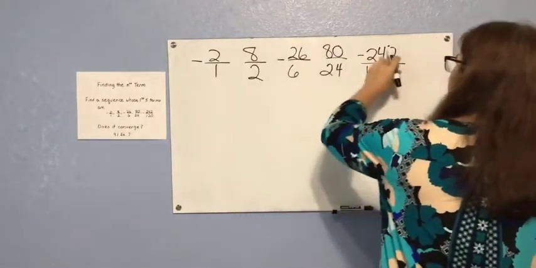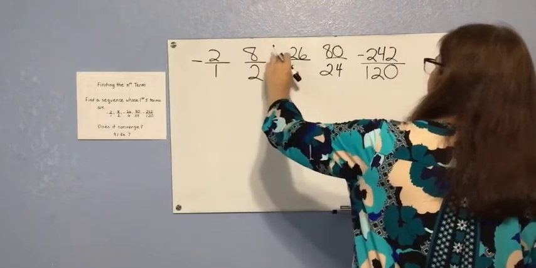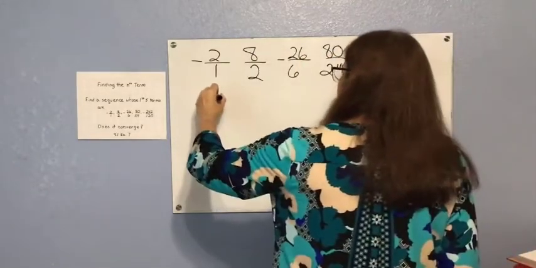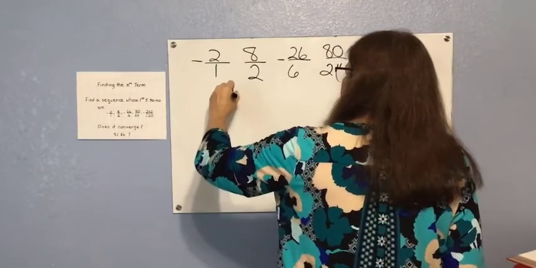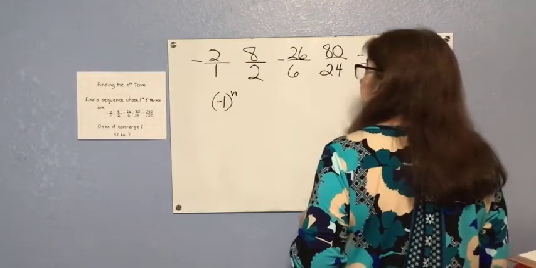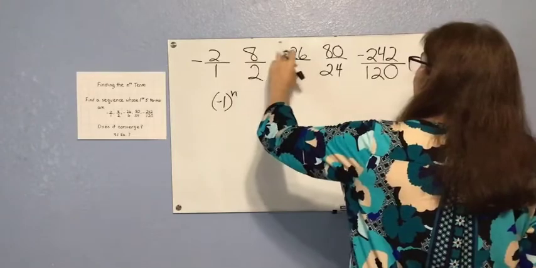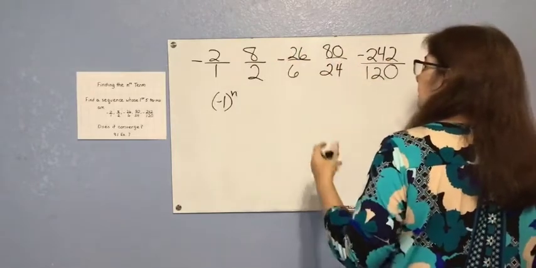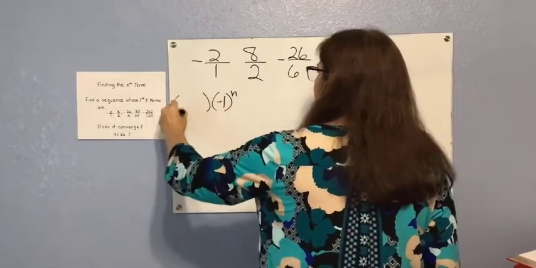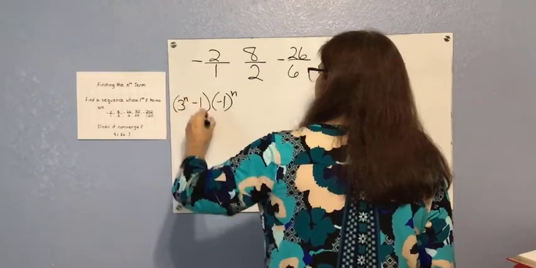When I look at the numerators, the first thing I notice is that they alternate between negative and positive and negative and positive. So that gives me a clue that I need to have negative 1 to the n power as part of my numerator. The other thing I notice is that these are all very close to powers of 3. They're one less than a power of 3. So the other part of my numerator is going to be 3 to the n minus 1.